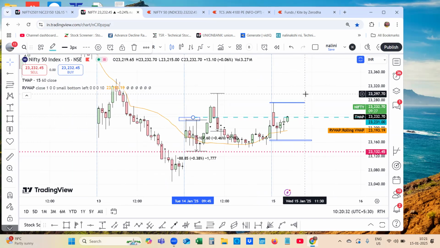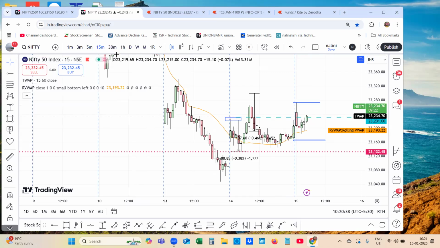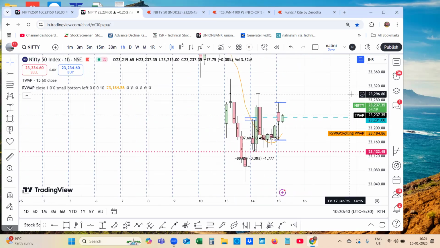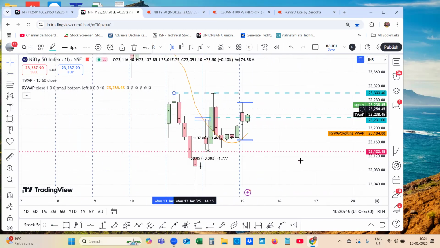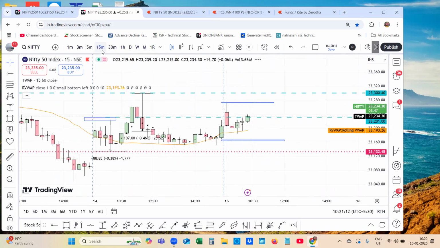23,269, immediate resistance is around, let me change it to hourly, immediate resistance is here, 23,297. You can see the second hourly candle turning positive, going towards the opening of the previous candle, that was around 23,245. And the high made was 23,273. There is no clarity in the direction.